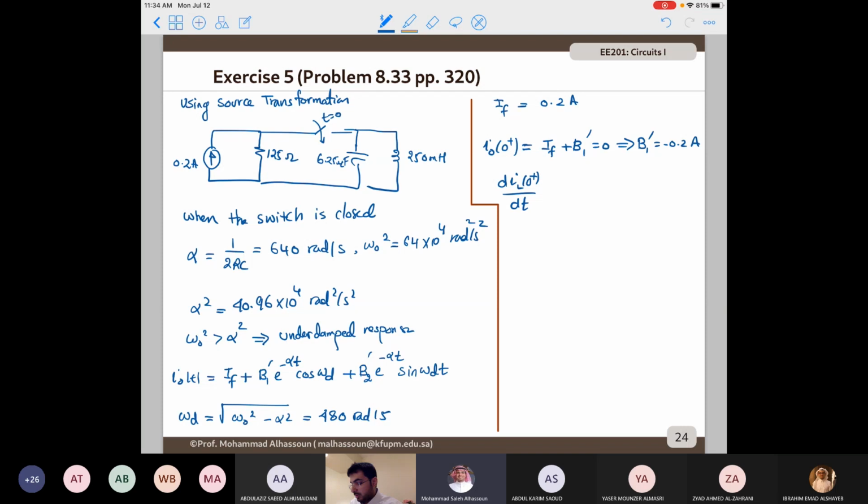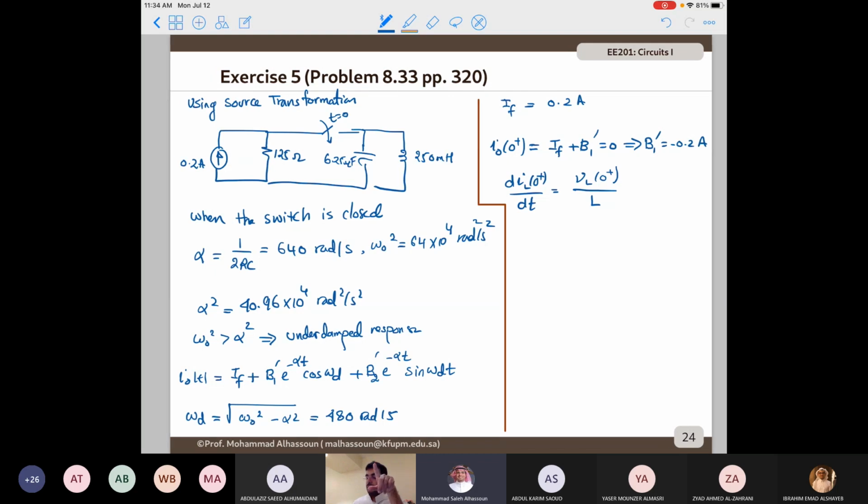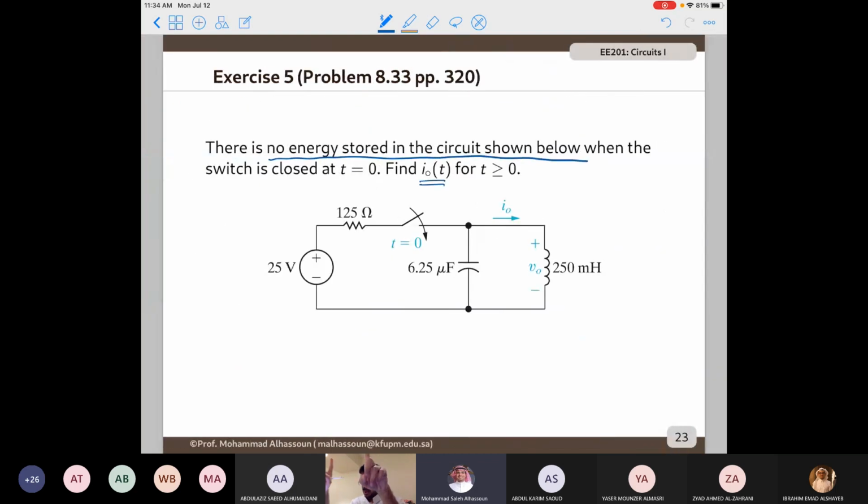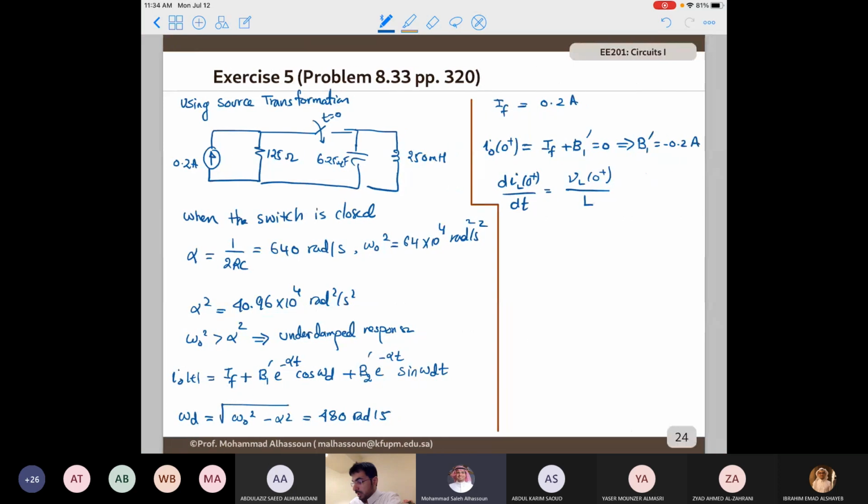What's the derivative of current with respect to time? It's equivalent to the voltage across the inductor divided by the inductance. But remember, the inductor is actually in parallel with a capacitor. And we are told in the question statement that there's no energy stored in the circuit, which means that the voltage across the capacitor is 0 at t equals 0. So this one is equal to 0.